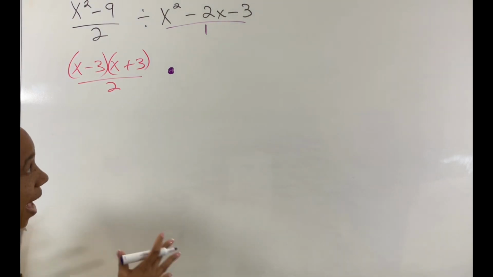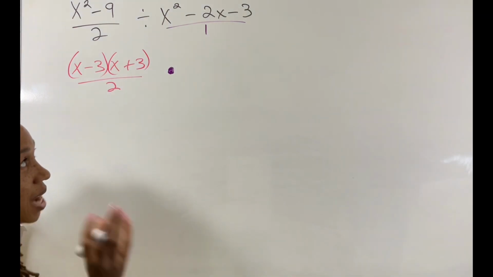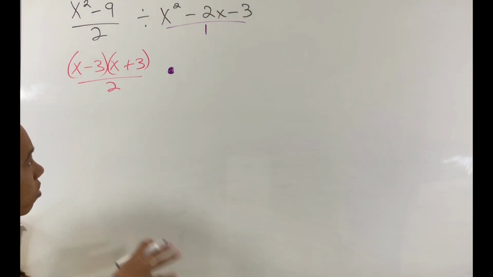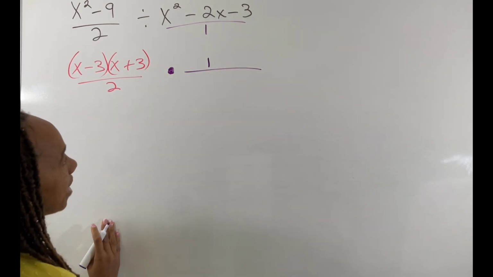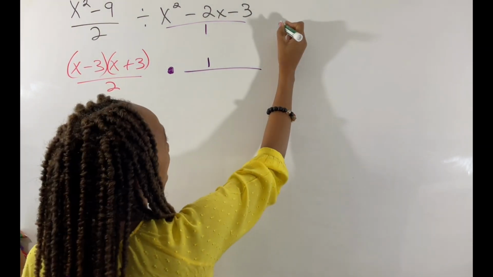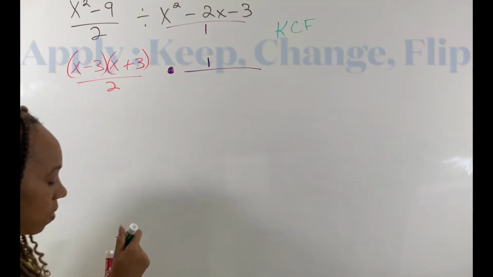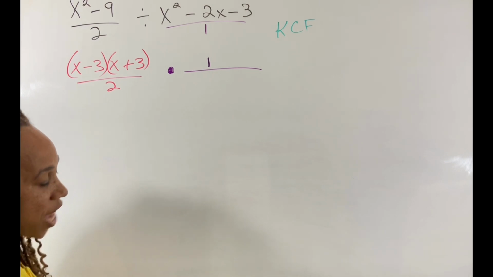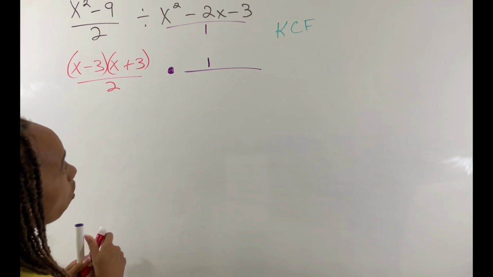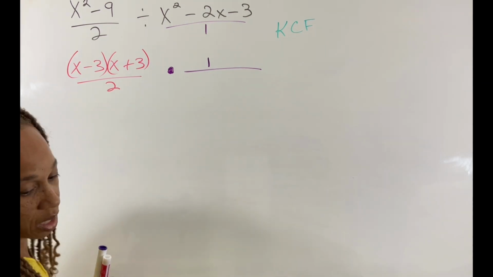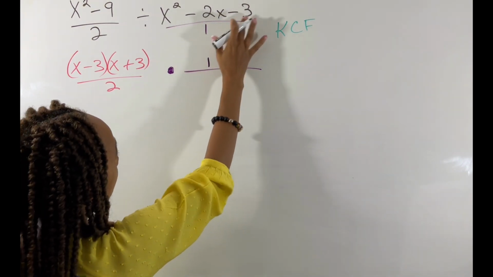You have to write it as a rational expression, over 1 to make it rational. If it is not over 1, it is not rational. So once you do that, you put your 1 at the top because you're flipping it. Remember, you have to use the concept of KCF, which is keep, change, and flip. So you have your 1 now over the next expression or trinomial, which is x squared minus 2x minus 3.